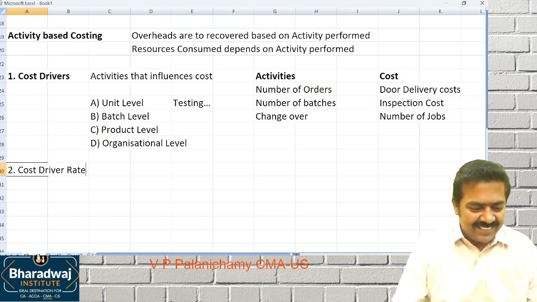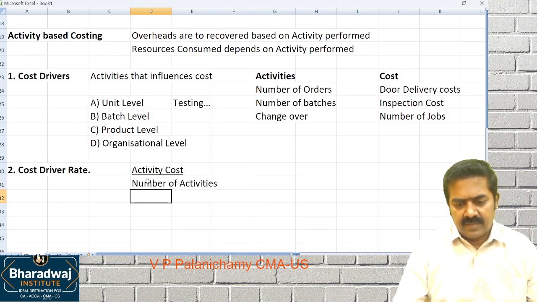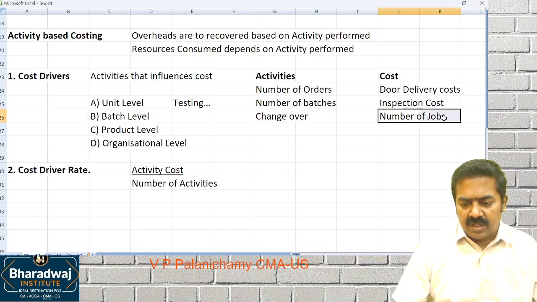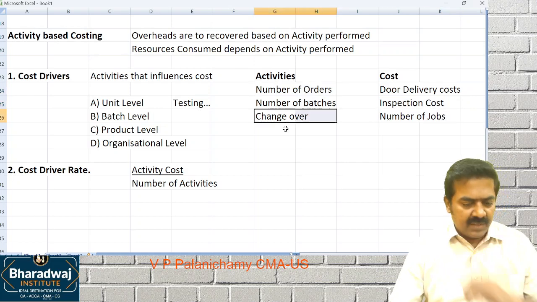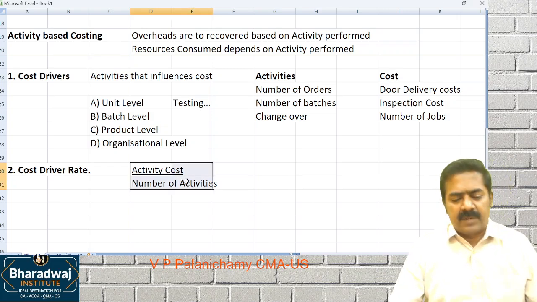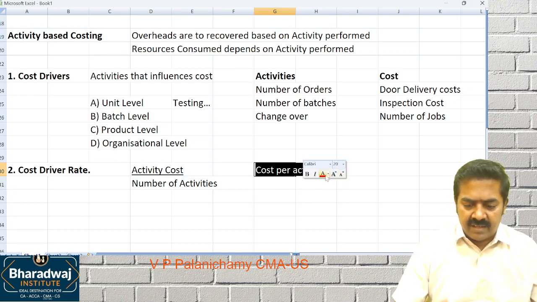What is the cost driver rate? Simple. Activity cost divided by number of activities. For example, door delivery cost divided by number of orders. Inspection cost divided by number of batches. Changeover cost divided by number of jobs. Like that, you identify the cost driver rate. Cost driver rate means cost per activity. This can otherwise be called cost per activity. Cost per activity means how much you are spending for every activity.